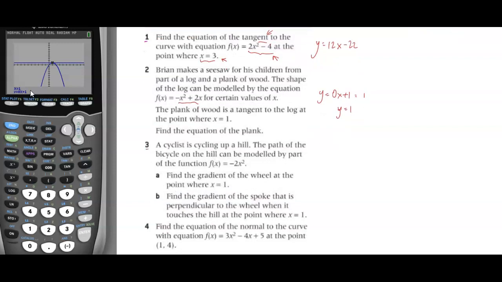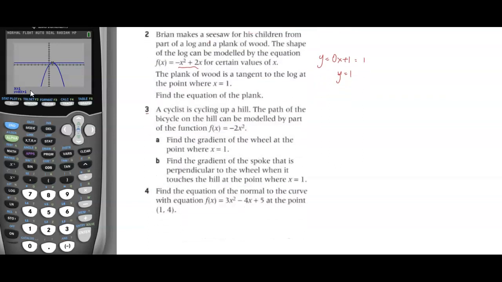Let's do number 3. Okay. A cyclist is cycling up a hill. The path of the bicycle on a hill can be modeled by part of the function f of x equals negative 2x squared. Whoa, they gave us a function. So what are we going to do? We're going to immediately type it in the calculator. Negative 2x squared. The leading negative needs to be this little negative sign. Negative 2x squared, and that's it. I can graph it now.